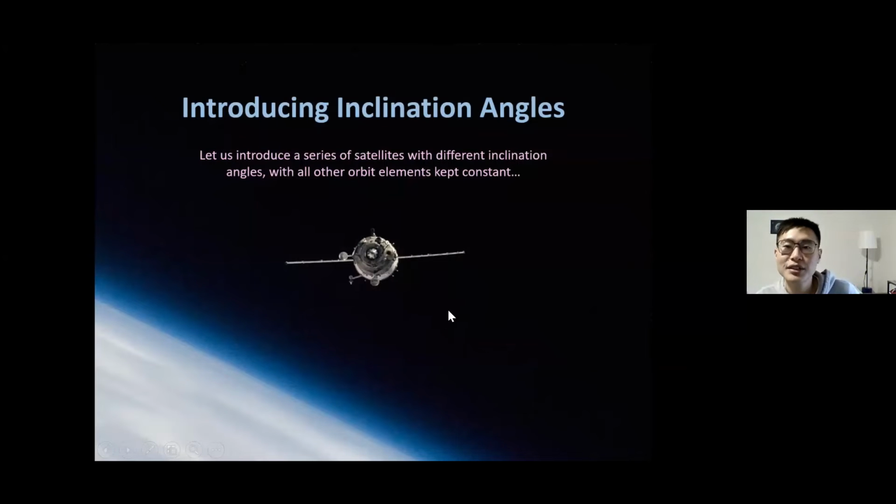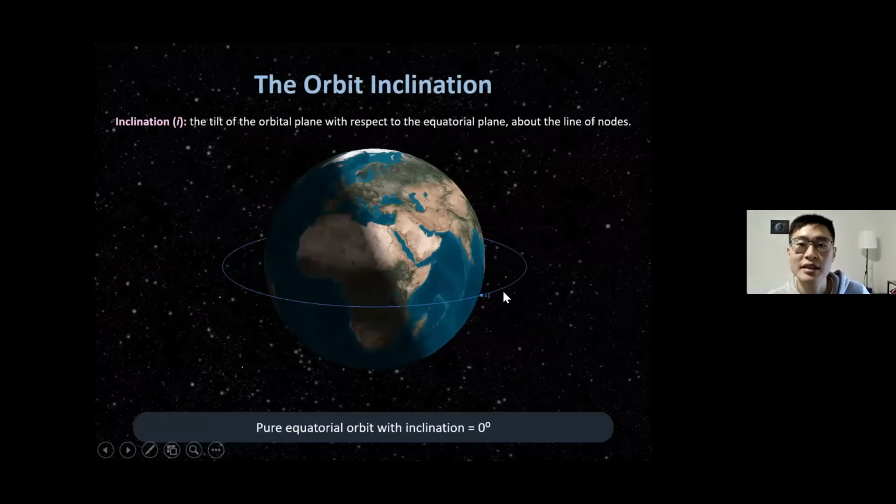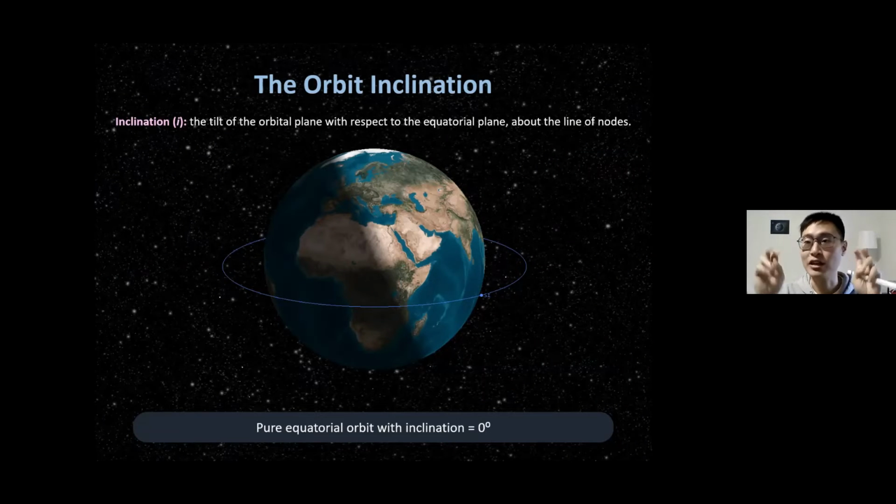Let's introduce a series of satellites with different inclination angles, with all other orbit elements kept constant. So this is an inclination of 0 degrees, and the inclination refers to the tilt of the orbit plane with respect to the equatorial plane about the line of nodes, right? You can think of the line of nodes as just some vector pointing out of the Earth towards some very far distant star that rotates very slowly with respect to us on Earth, such that we can treat it almost like a constant position far away.